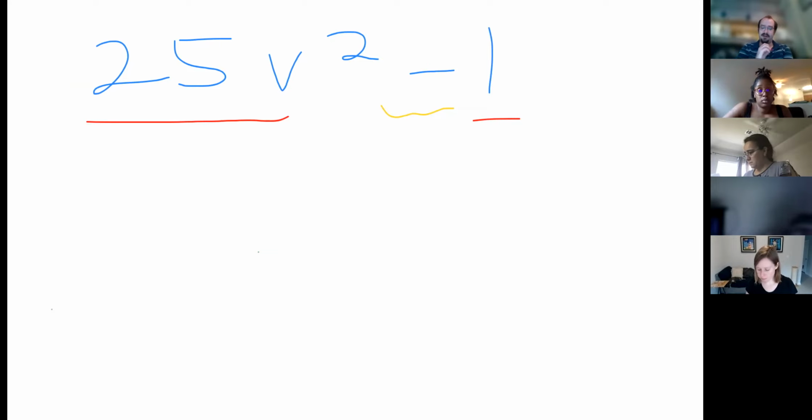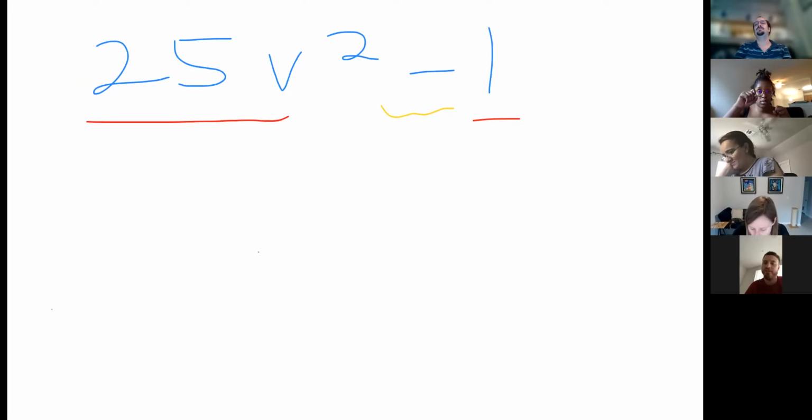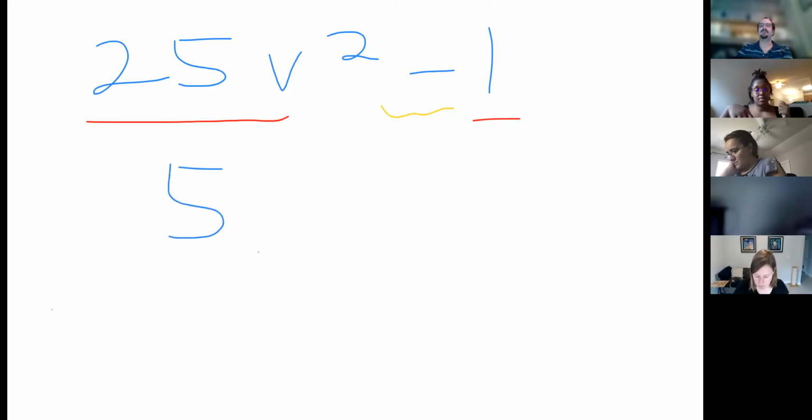So I want to look at this thing. If I look at 25v squared, is that a perfect square? That's the first thing you should ask yourself. Yes, 5 times 5, so 25 is perfect. If I take the square root, it's 5. What about that v squared? It's good too. I can take the square root of that, and it's going to be just v. So we got a 5v as the first term.